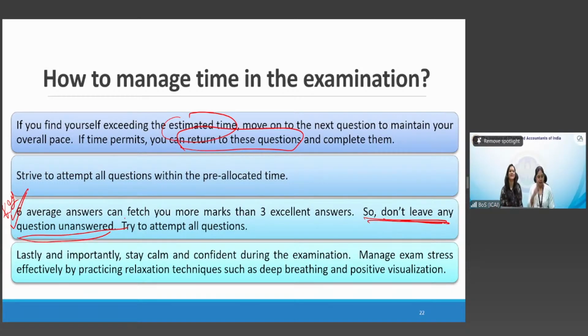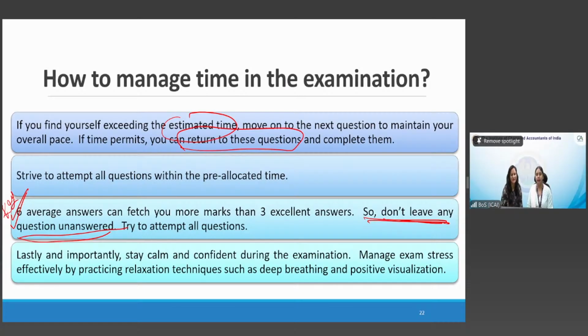Then, lastly and importantly, stay calm and confident during the examination. Because examination stress is something which you can't ignore, which we can't escape. Everybody, be it me, be it you, has gone through this examination stress. And a little bit of stress is always good also, because it makes us prepare and perform better in the examination.